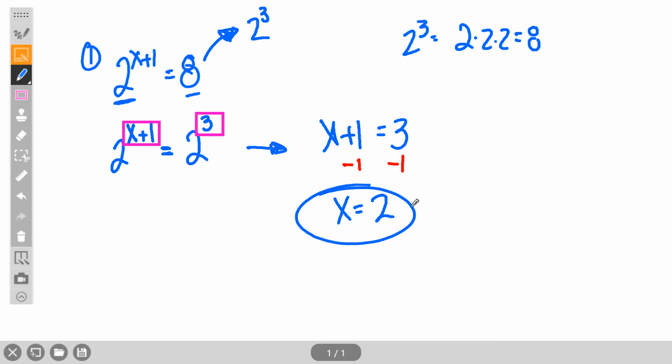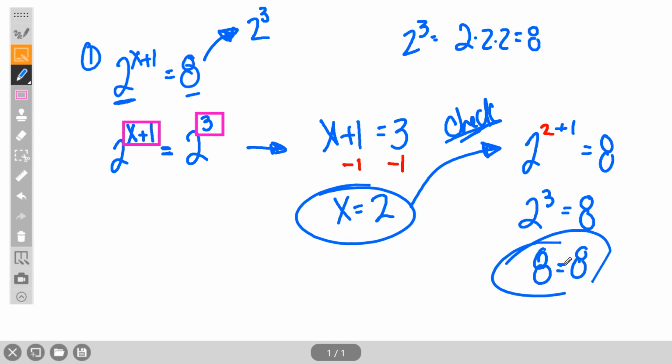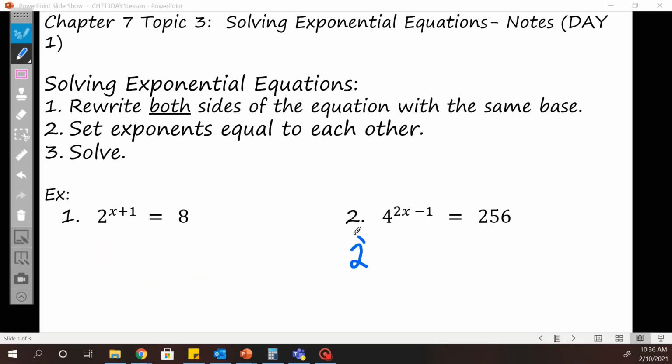And you can check to verify that this is the correct solution by plugging it into the equation. So 2 to the x plus 1, so 2 to the 2 plus 1 equals 8. That's 2 to the third power is equal to 8, which is 8 is equal to 8, and that is correct. So 2 is our solution, and we've also verified that 2 is our solution. And this is the process. Problems get a little bit more difficult, but it's the same process.